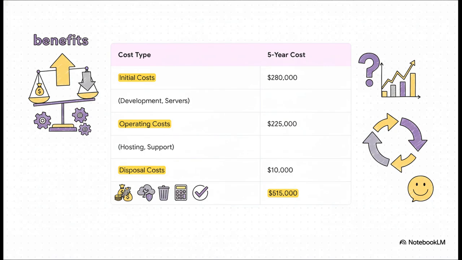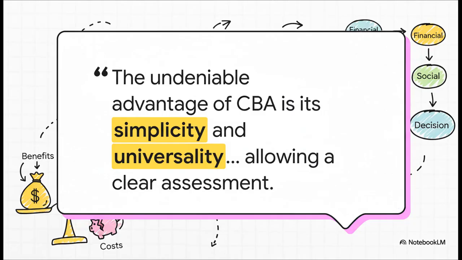Look at this new CRM system. The initial cost is $280,000. Ouch! But that's not the real number. When you add in 5 years of operating and disposal costs, the actual total is over $500,000. That's the number you need to be thinking about when you weigh the benefits. And really, that's what this is all about.